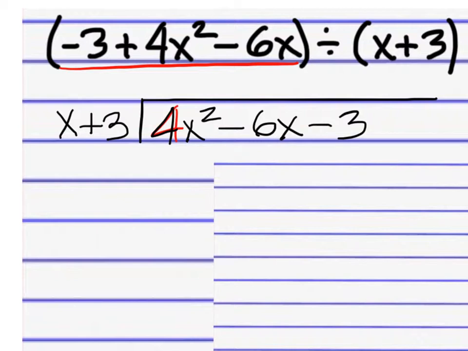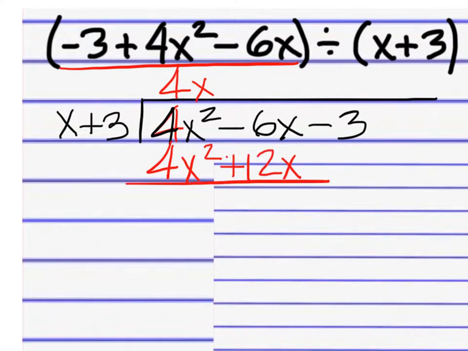Your first step is to figure out what you would have to multiply this x by to get 4x squared. I would have to multiply x by 4x in order to get 4x squared. Then I go back and multiply each of these items by that 4x and put the result here. So 4x times x is 4x squared. And then 4x times 3 is 12x.